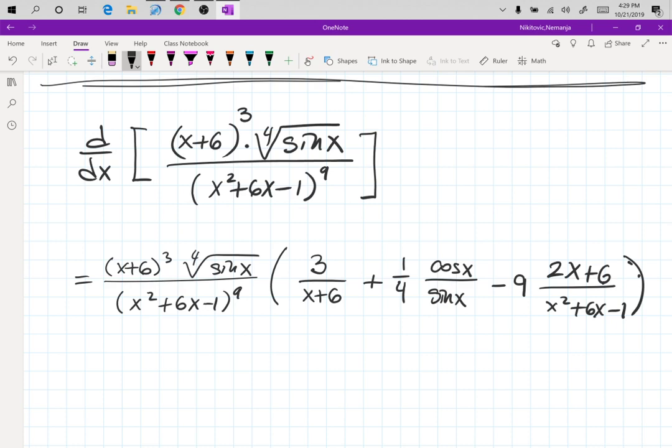And now you can simplify a little bit. You can write cosine over sine as a cotangent. And then you can factor the 2 from 2x plus 6 if you really want to, making that 9 into 18. But you can't really do much more than that.